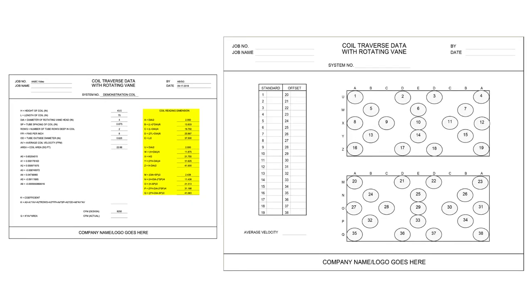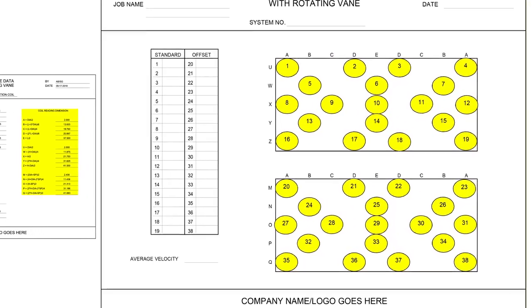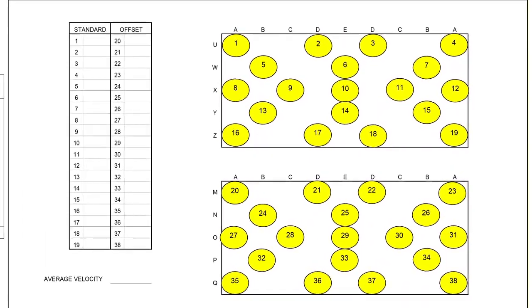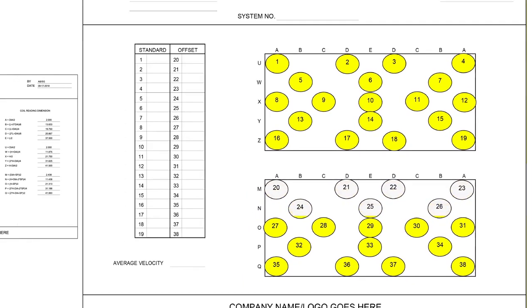These coil reading dimensions are used to measure and mark the 1 through 19 standard velocity reading locations and the 20 through 38 offset velocity reading locations. The vane anemometer positioning diagram is located on page 2 of the coil traverse data with rotating vane form. These locations are used to position the center of the rotating vane anemometer.